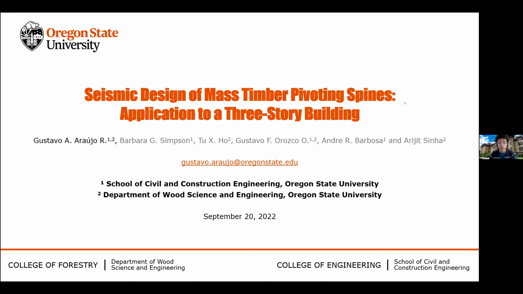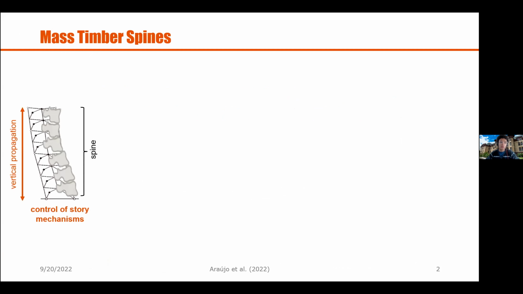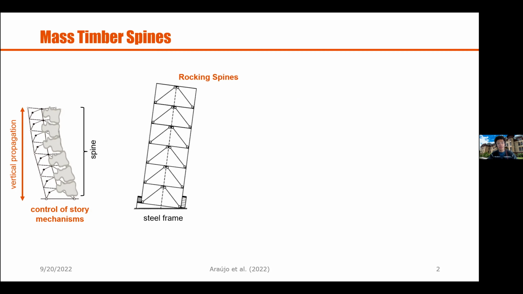Previous presentations have mentioned the concept of spines, but let me briefly go over it. It's basically a portion of the structure that is designed to remain essentially elastic. The idea is that by doing so, it controls story mechanisms and also helps propagate damage across all stories. In mass timber, but in general in the industry, there are two types of spines that are becoming very common. The first is rocking spines, such as the frame that you see here.